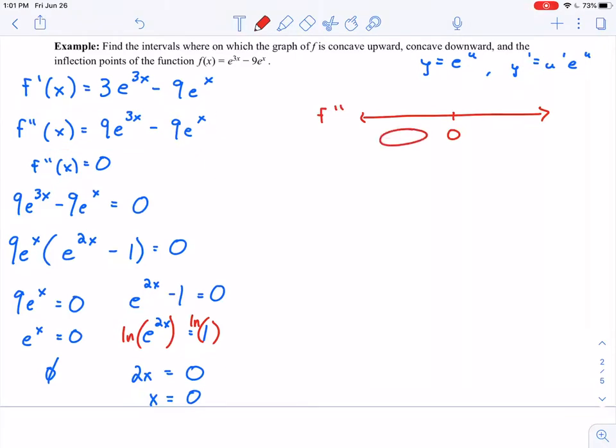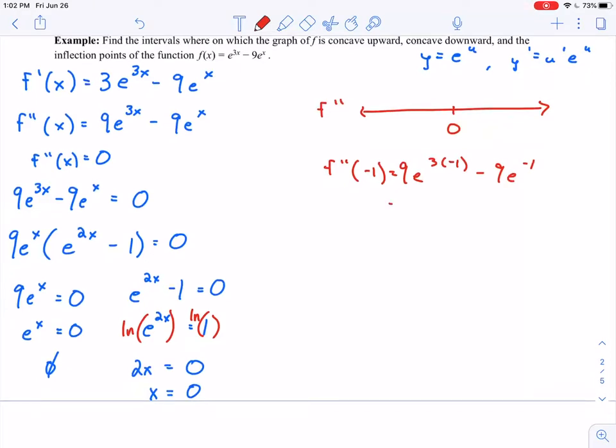So why don't we start with negative 1. Let's see, this is f double prime of negative 1. This is 9e to the 3 times negative 1 minus 9e to the negative 1. So this is really 9e to the minus 3 power minus 9e to the negative first power. And let's see, this guy should be bigger, so it's going to be concave downward over here. Let me just double check. I do have a graphing calculator in front of me.